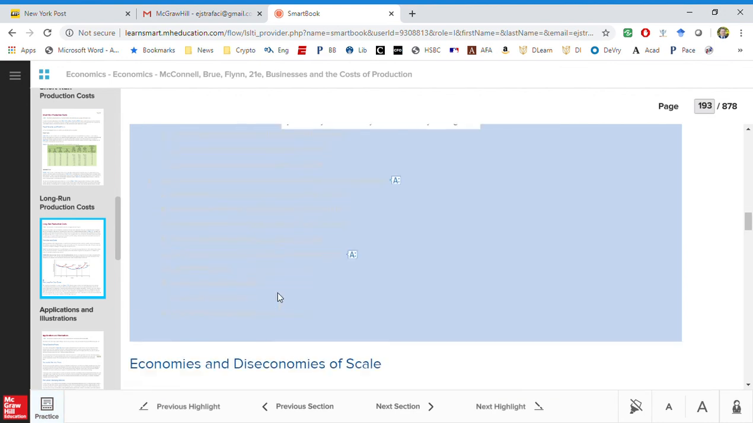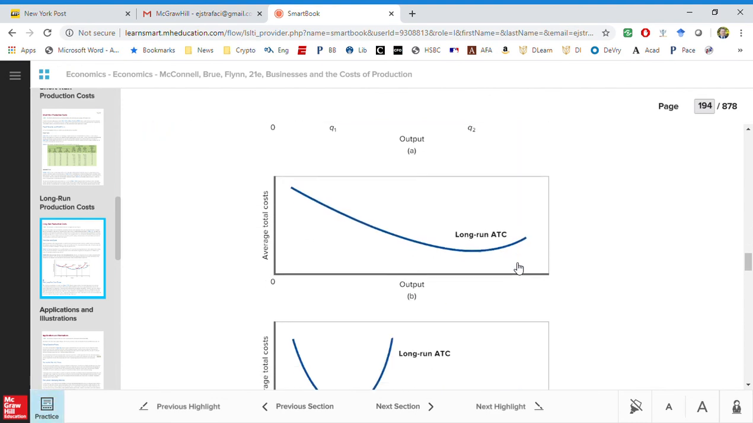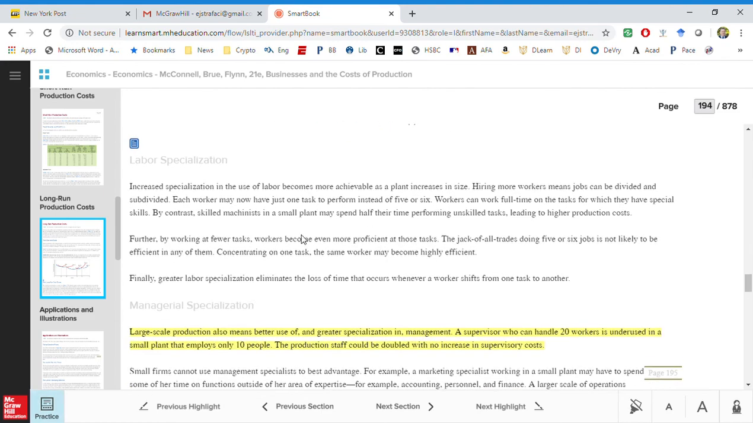So I want you to pay attention to that. I want you to spend some time. Notice we get economies of scale, like when McDonald's or Walmart were growing, or Starbucks. Then we get constant returns. Then eventually the company grows too big, and it gets a diseconomy of scale. And the long-run average total cost curve starts to look like that.